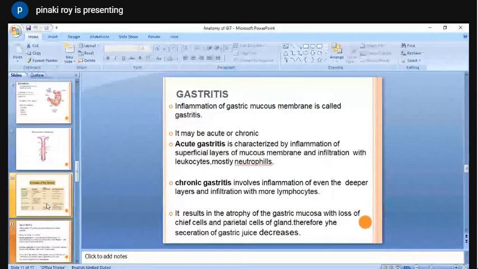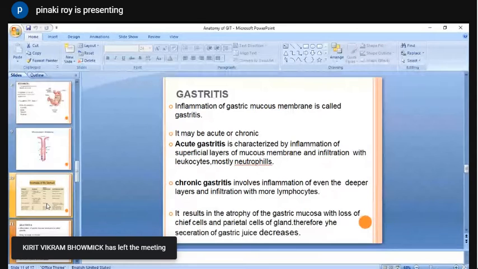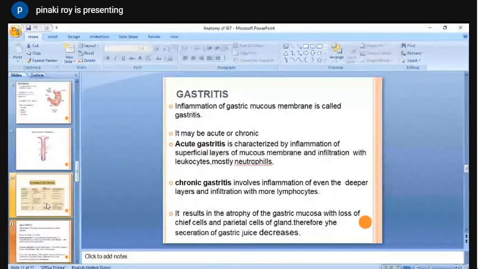Clinically, though sometimes we use the diagnosis of gastritis, it is a microscopical diagnosis. So gastritis is any inflammation within the gastric mucosa. It may be acute or chronic. Acute gastritis may be mostly due to NSAID-induced, or sometimes H. pylori infection, or sometimes corrosive ingestion or alcohol. That may cause acute gastritis, characterized by mostly neutrophilic infiltration. And chronic gastritis mostly involves the deeper layer, and there will be abundant lymphocytes.